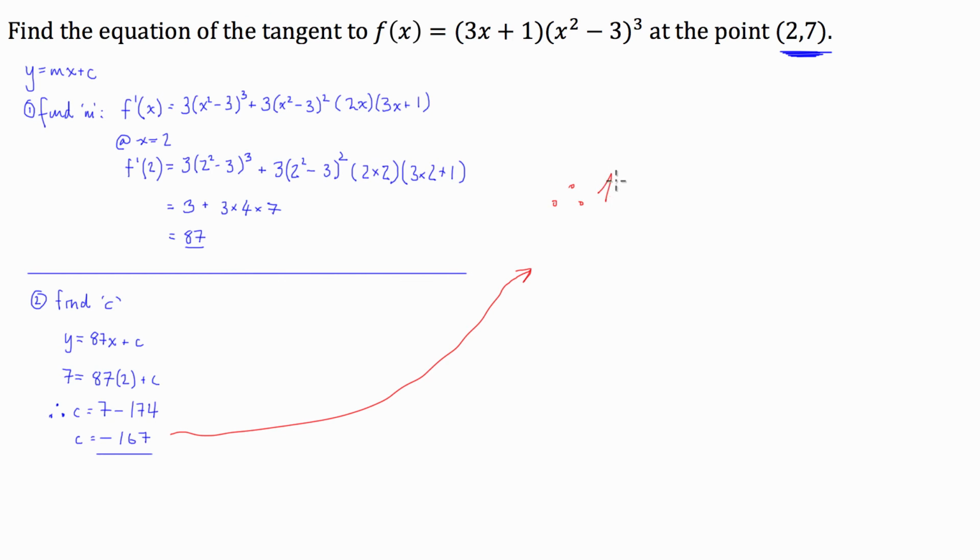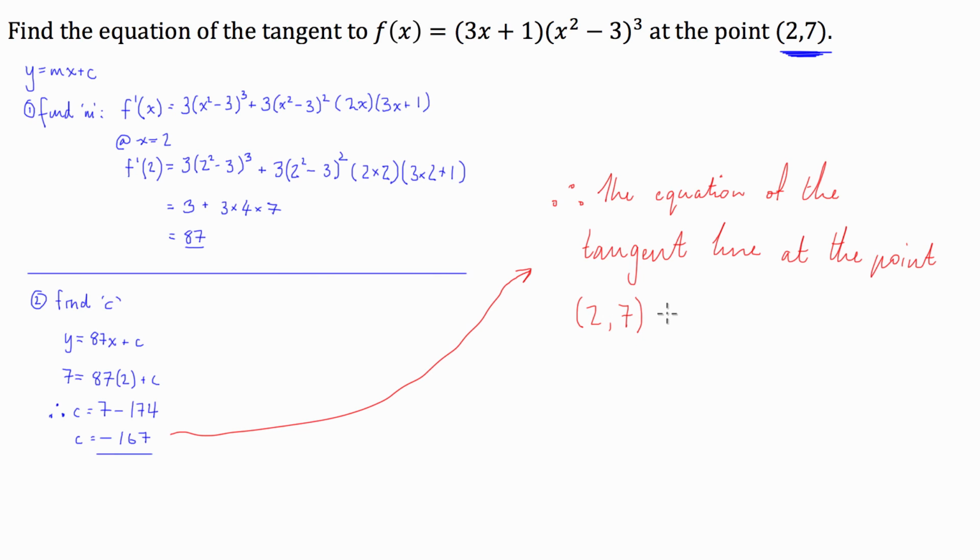So you can say therefore the equation of the tangent line at the point (2, 7) is y equals 87x minus 167. And that's the solution to the problem.